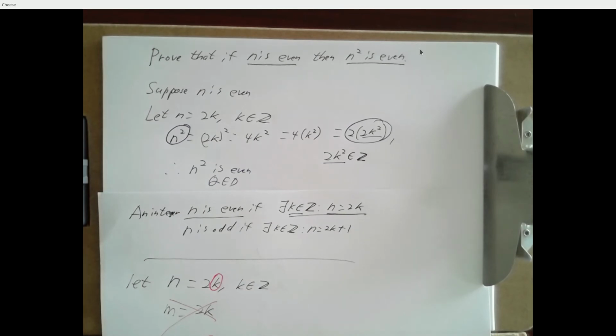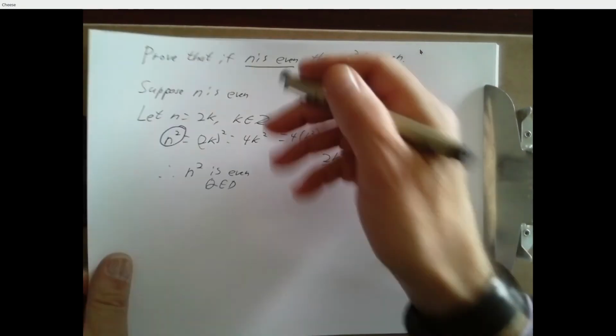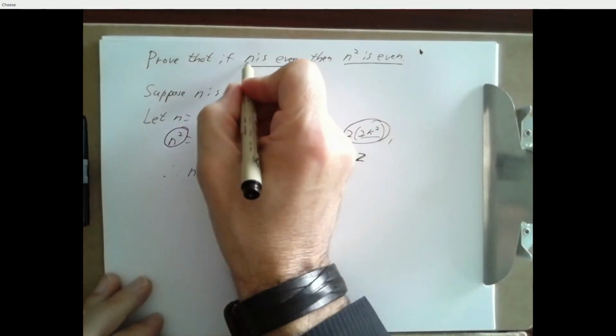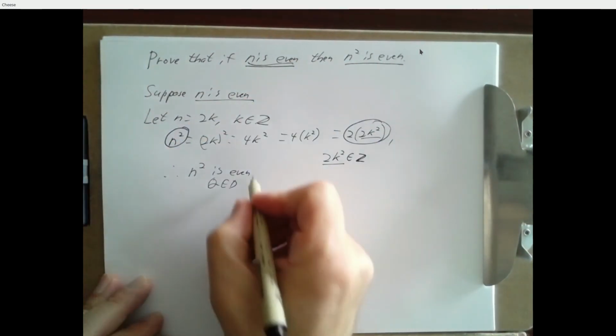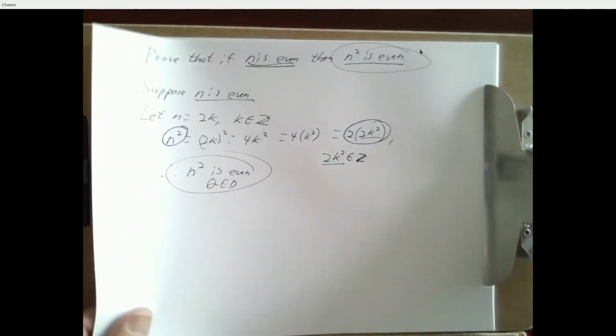Okay, so this is typical of one set of proofs. This is a direct proof. We started with this, and we eventually showed the conclusion. So let's see an example of an indirect proof.